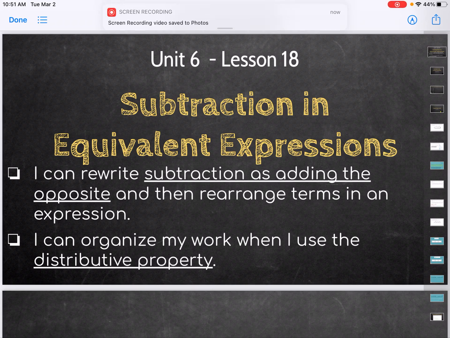All right, guys. So we are moving away from inequalities specifically and moving into what we call expressions, and specifically equivalent expressions. So I can rewrite subtraction as adding the opposite, which is what we've been talking about with integer rules. So subtracting is the same as adding the opposite, and then rearrange the terms in an expression. So I can organize my work when I use the distributive property.